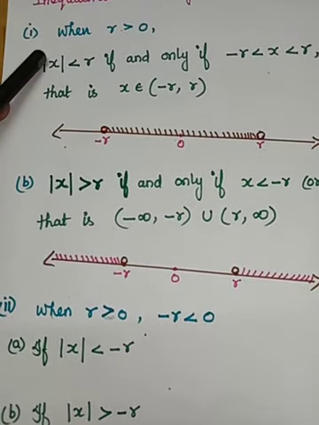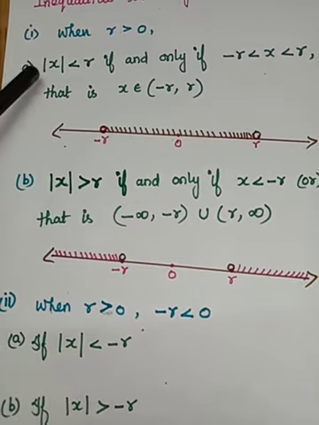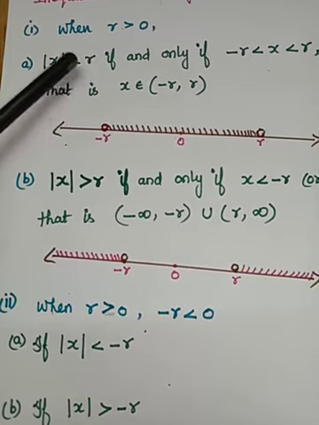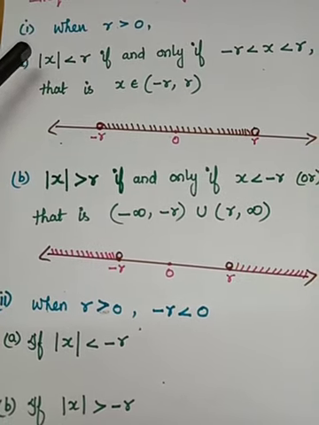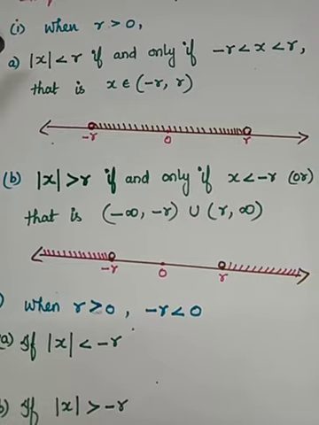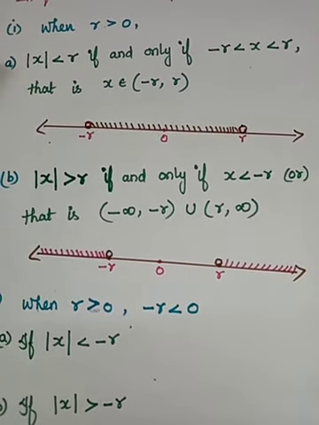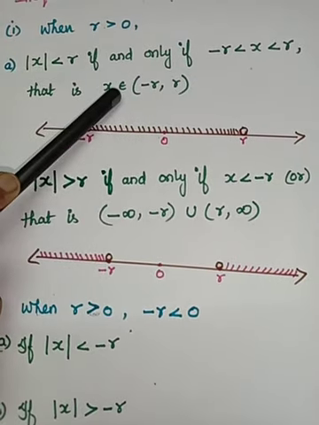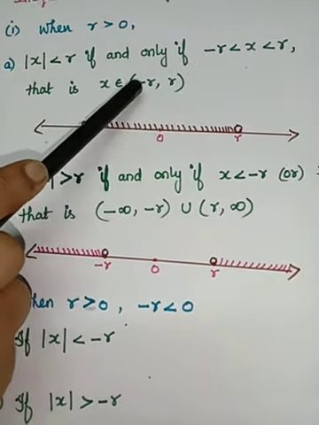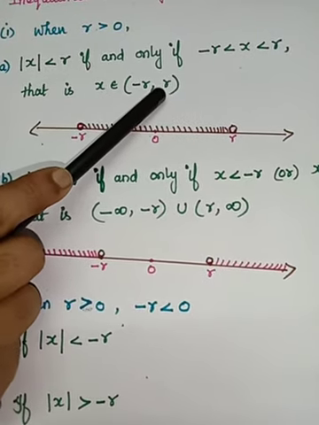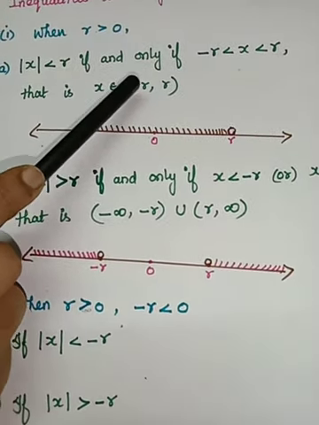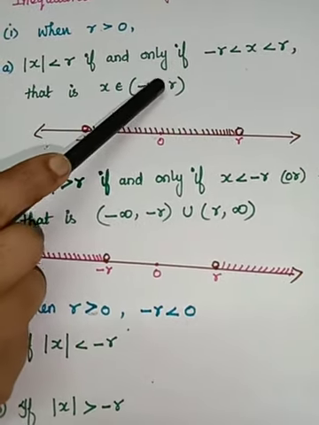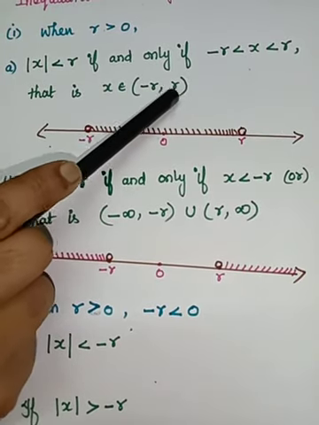The distance of the real number x from the origin is less than any positive number. So the x varies from minus r to plus r. X takes values from minus r to plus r. This can be written as x belongs to the open interval minus r to r. That means all the real numbers from minus r to plus r. That is the open interval except minus r and except plus r.